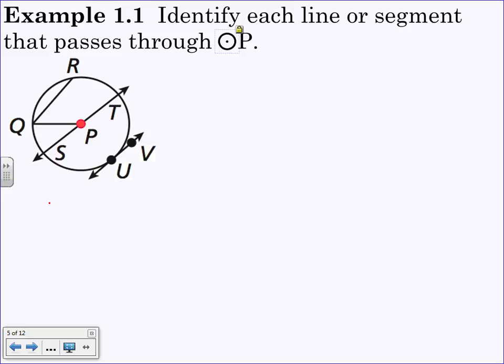Okay, so the first one we identified on the page before were chords. And recall that chords are segments whose endpoints lie on the circle. So they're segments. One of our chords would be QR. And because it's a segment, we label it as such. And remember that segments are named with just a line drawn over top of them.